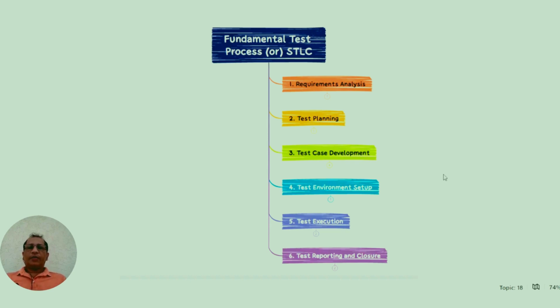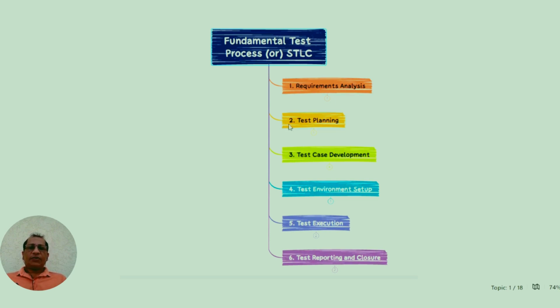Hi friends, in this video let us talk about the fundamental test process, that is STLC. STLC stands for Software Testing Lifecycle, which is also known as the test process used by software development teams to ensure the quality and reliability of software products. The STLC is a series of sequential steps that begin with the planning and preparation of testing and end with the final release of the software product.